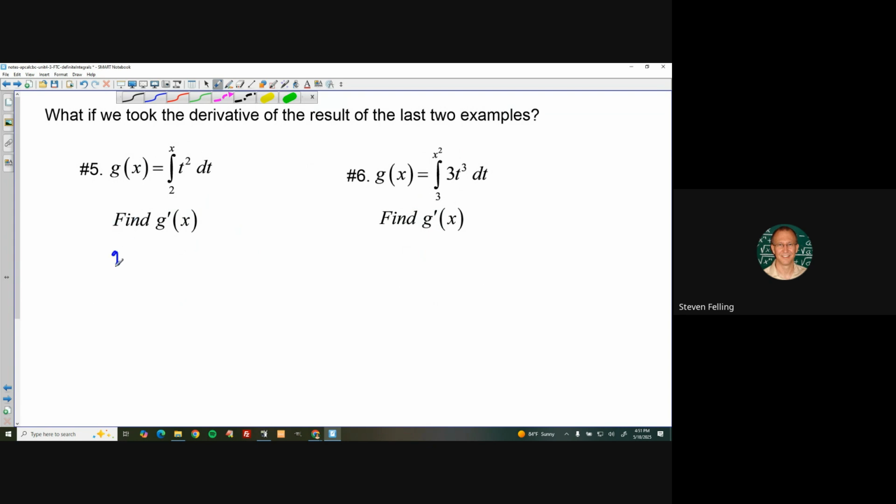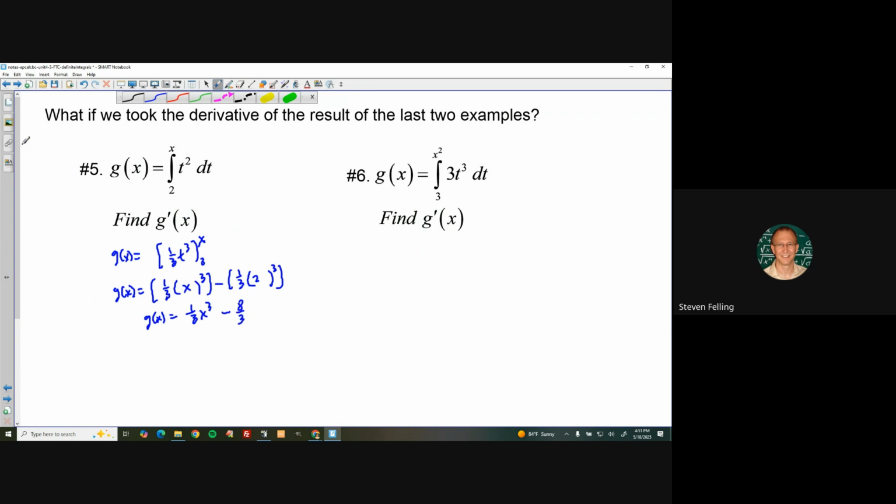G of x is the antiderivative here, which is 1/3 t cubed, evaluated from 2 to x. So g of x is equal to the antiderivative function with an x plugged in here and a 2 plugged in here. And that gives me g of x is 1/3 x cubed minus 8/3.